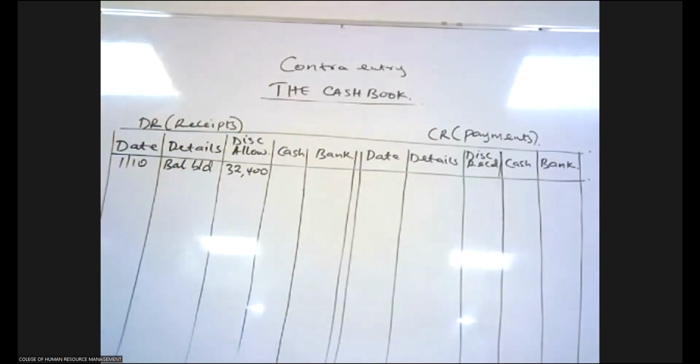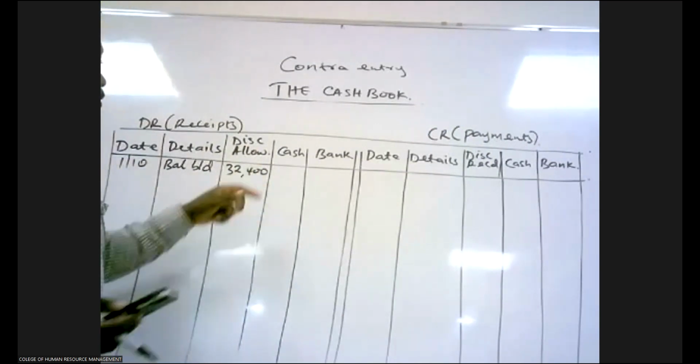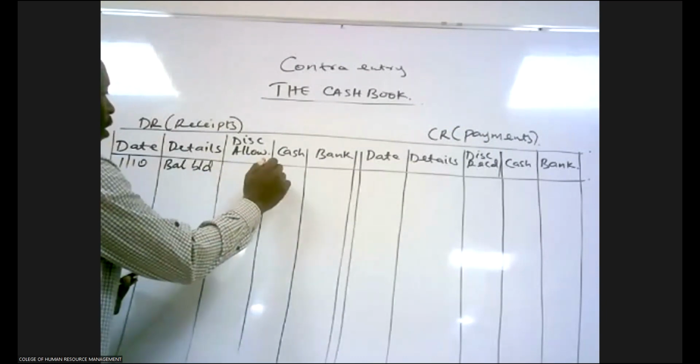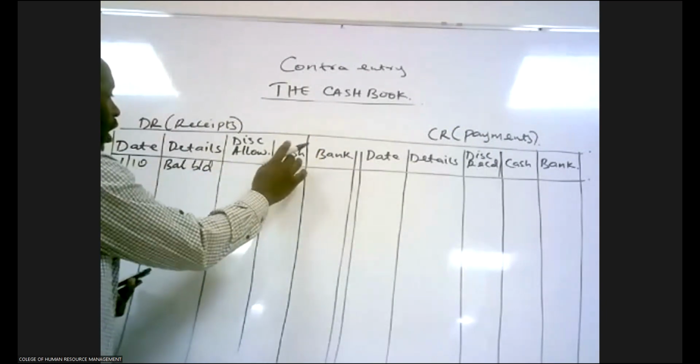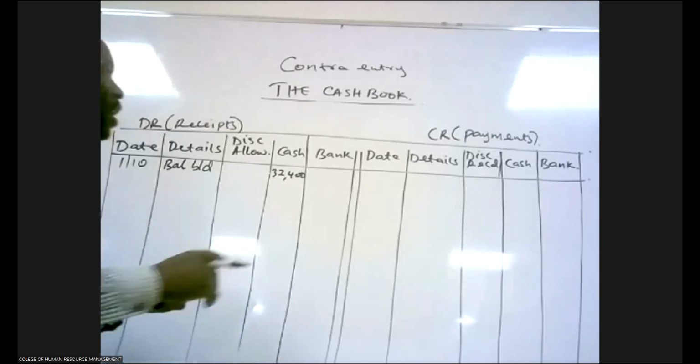So the 1st of October, opening balances brought down. That 2,400, sorry, I've put it on the wrong column. It's supposed to be here. Cash, that's 2,400 under cash, not under the discount. And then for the bank, we are told it is 19,800 credit.